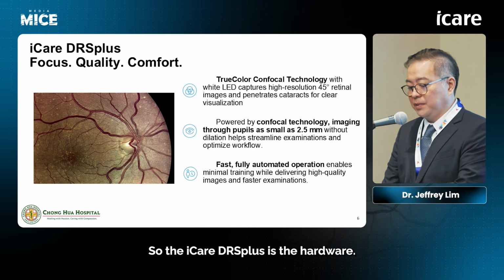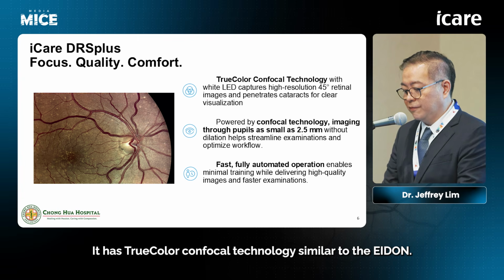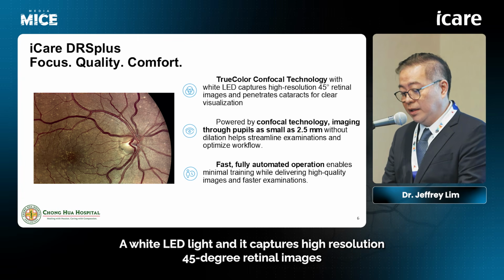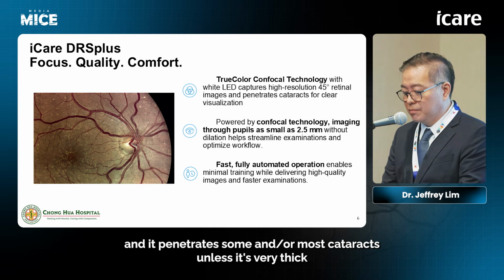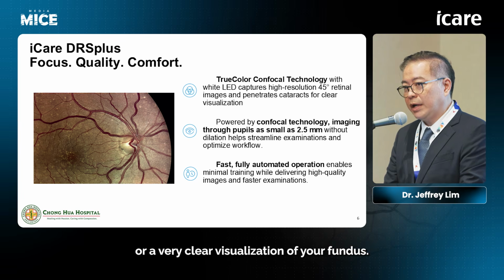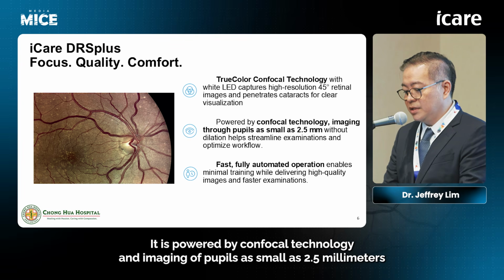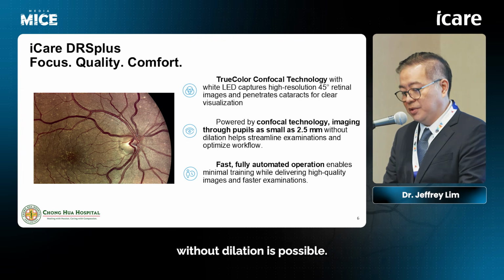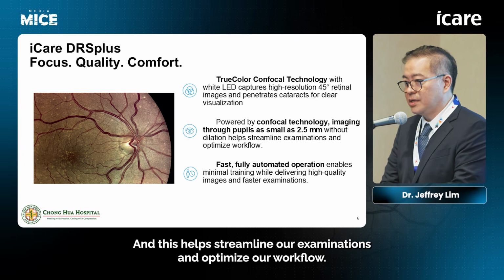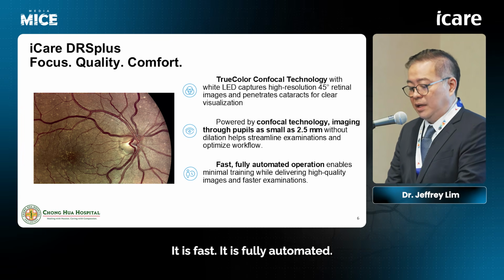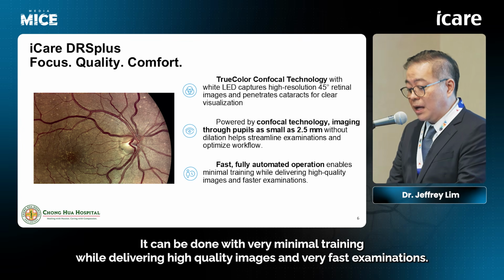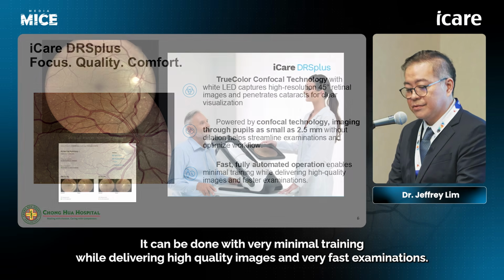So the iCare DRSplus is the hardware. It has true color confocal technology similar to the iDome and a white LED light, and it captures high-resolution 45-degree retinal images. It penetrates some or most cataracts, unless they are very thick, for a very clear visualization of your fundus. It is powered by confocal technology, and imaging of pupils as small as 2.5 millimeters without dilation is possible, and this helps streamline our examinations and optimize our workflow. It is fast and fully automated. It can be done with very minimal training while delivering high-quality images and very fast examinations.